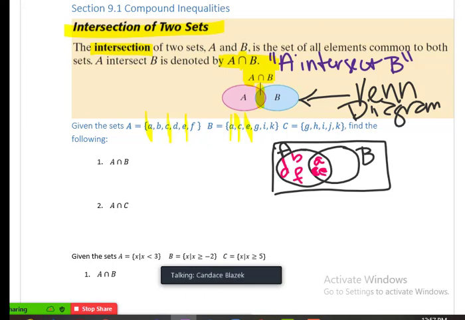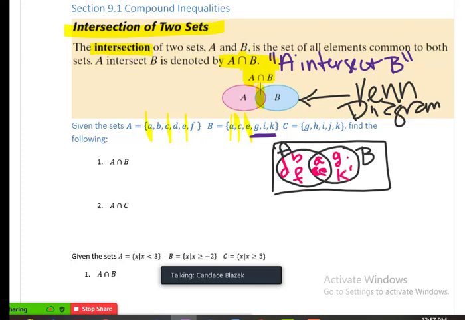But I see that there are still elements that I haven't even looked at from A that are in B. So those three elements I'm going to put out here because they are in B, but they are not in A. So that's how we would fill in the Venn diagram.